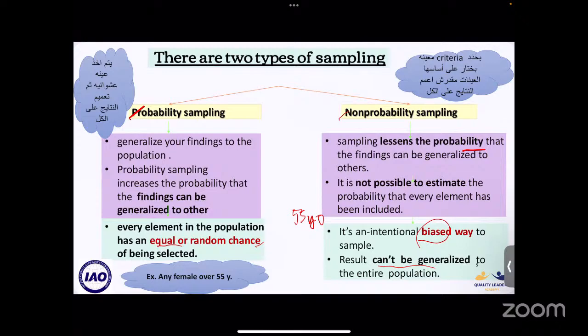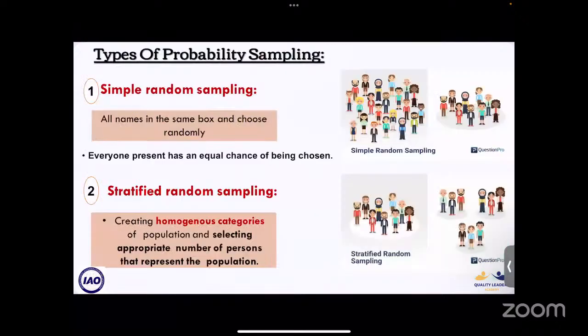So let's now look at the types within each sampling method. In sampling, we have simple random sampling. When we say simple random sampling, this means putting all the names in a box and choosing randomly. This ensures it's a simple random sample where everyone has an equal chance of being chosen. So for example, if I have a population with many people, I select a random sample from them, so anyone can be selected.